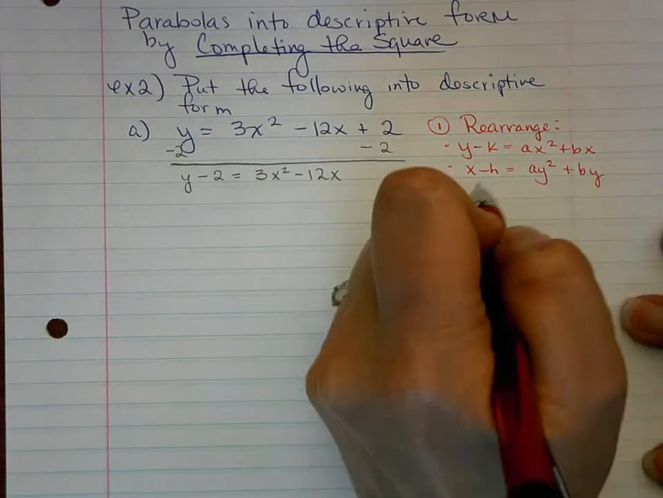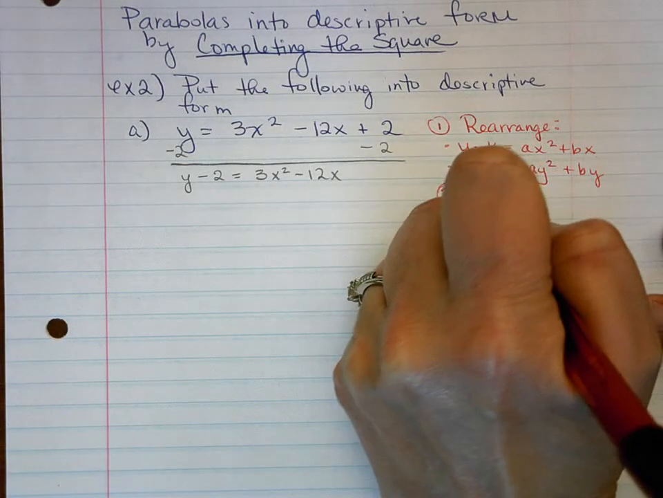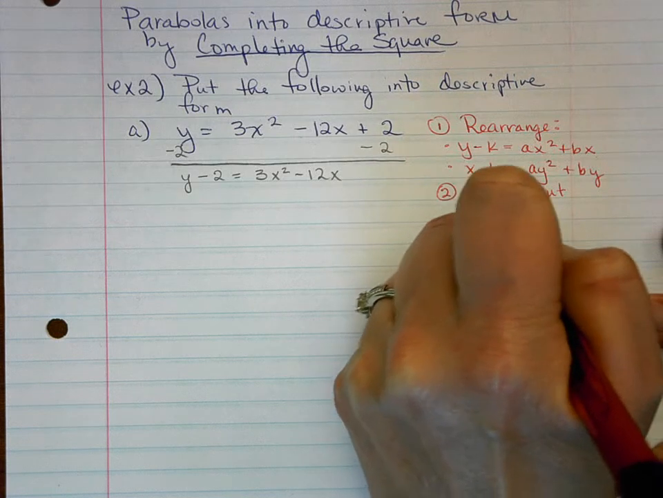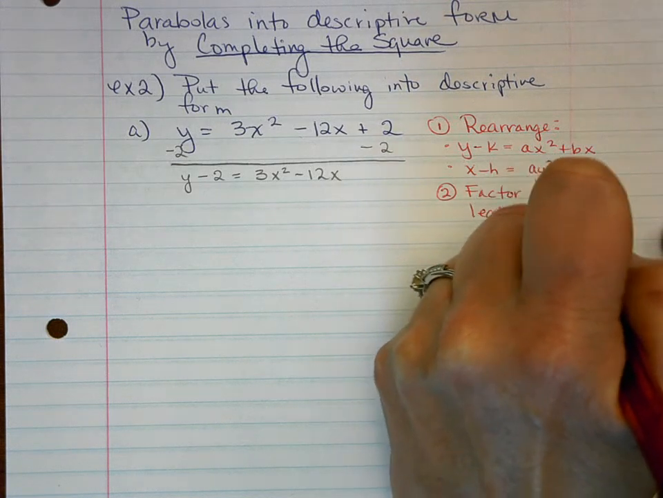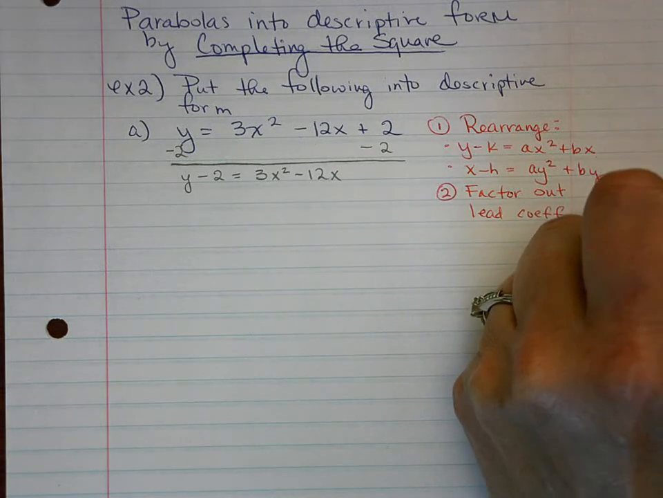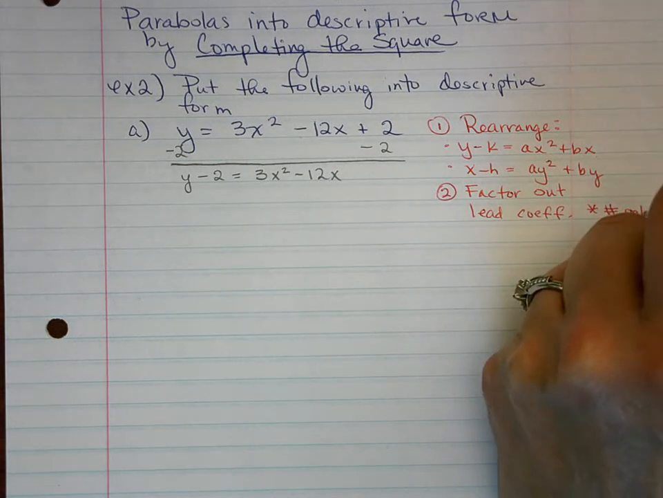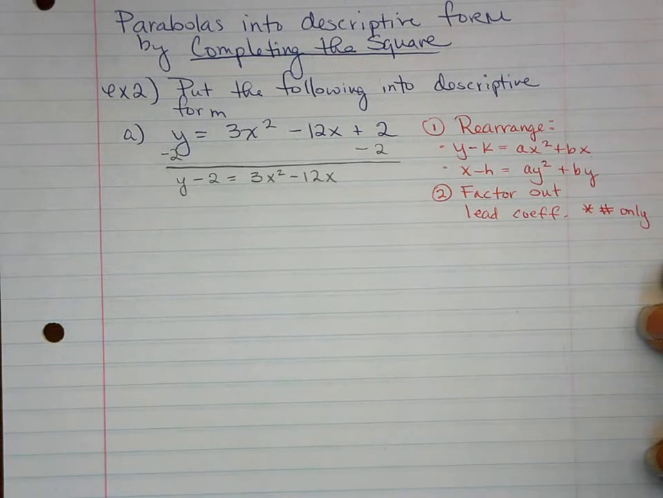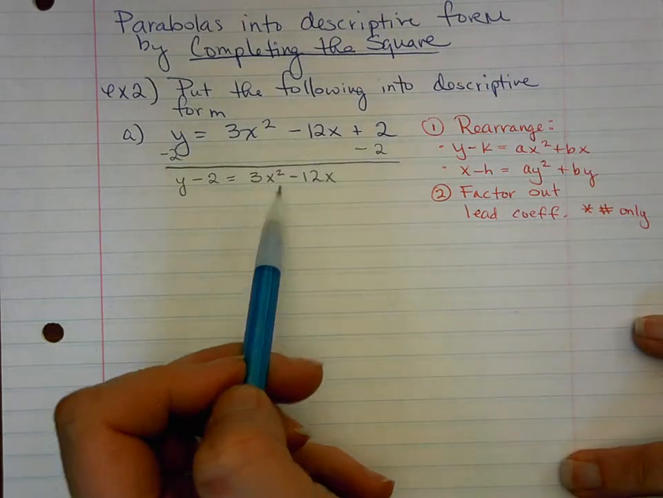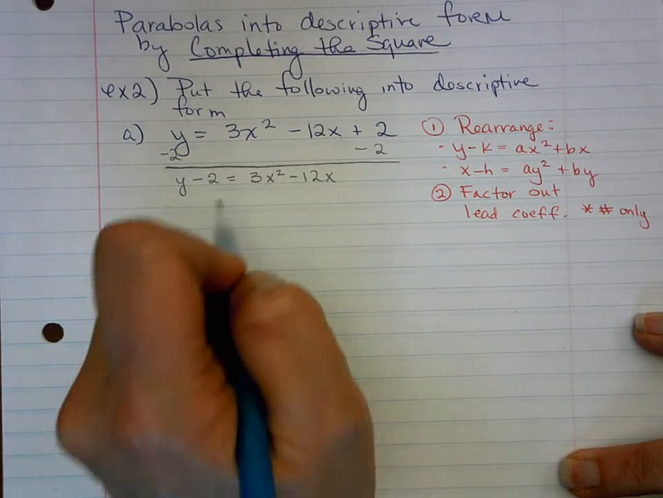Okay. And then our second step, once we rearrange it, is we're going to factor out any leading coefficient. So the leading coefficient, and make sure it's the number only you're taking out. A lot of times there's a variable that you can pull out as well, but we only want to take out that front number because we're trying to complete the square. So I can pull out a 3 from both of these.